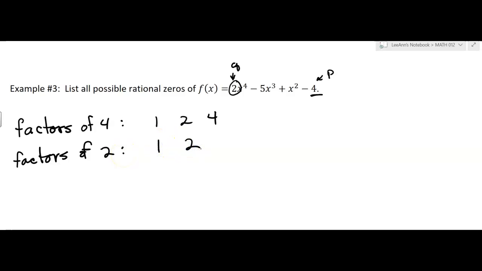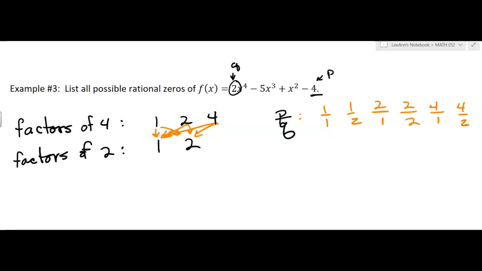All right, now to find p over q, you're going to take each p over each of the q's. So it's going to be 1 over 1, 1 over 2, 2 over 1, and 2 over 2, and then 4 over 1, and 4 over 2. Okay, so those are all the factors, each p over each q.